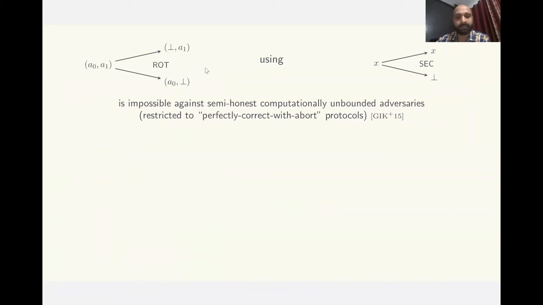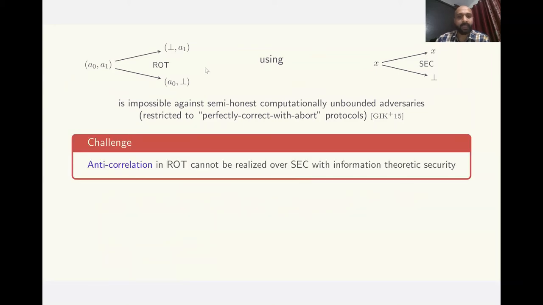As we observed, it is impossible to realize string ROT over SEC with small security error using perfectly correct protocols with abort. At the core of this impossibility is the difficulty in realizing the anti-correlation that is inherent to the ROT channel using the erasure channel at hand. When the ROT channel reveals the first string, it erases the second string and vice versa.